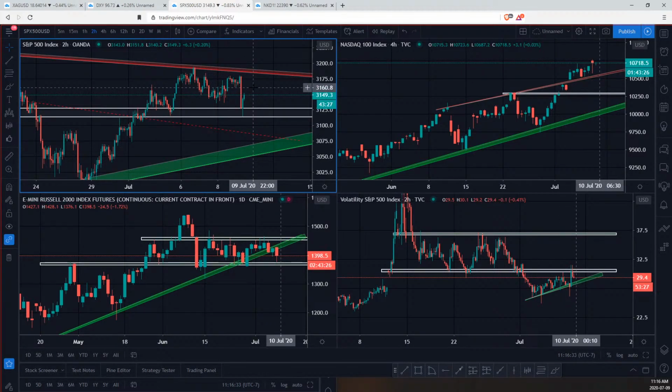So I agree with you in that if it does break to the upside, we will probably get a lot of demand coming in, a lot of FOMO coming into the market, and that will drive the price higher and higher. So I agree with you in that regard.